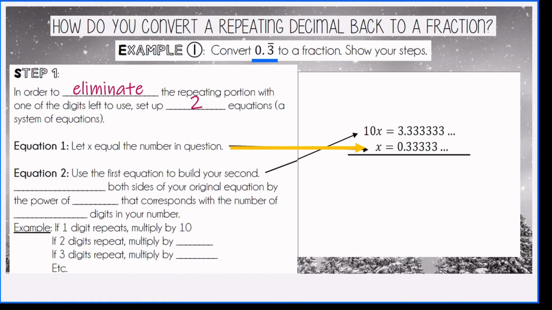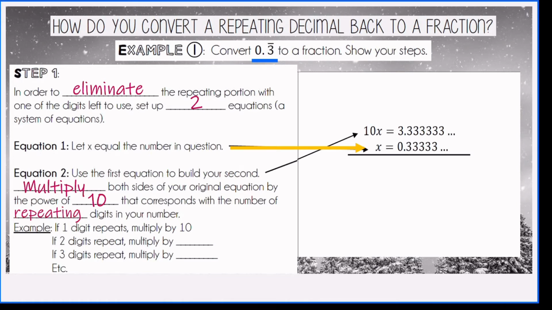So notice our first equation, that's that yellow line pointing to. We're going to multiply both sides of the original equation by a power of 10. I want you to add in by a power of 10, because in this case, I'm multiplying by a power of 10 because only one number is repeating, okay? So it's going to go based off the number of digits that are repeating.